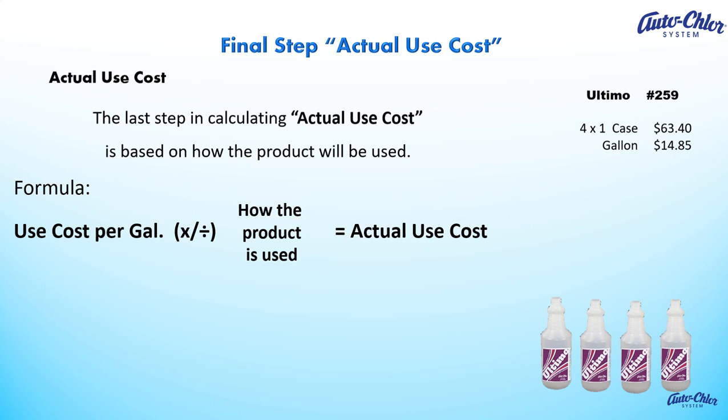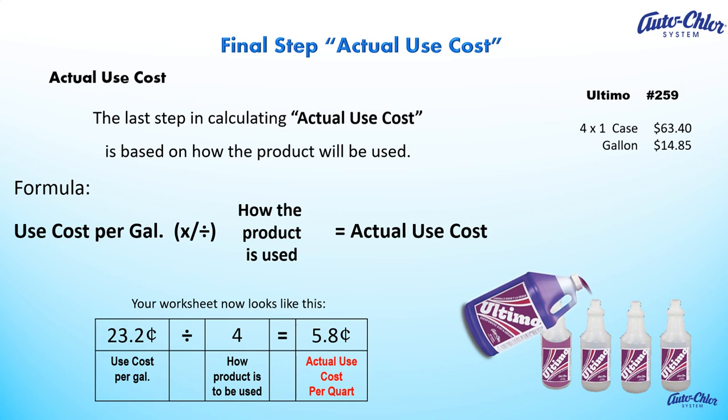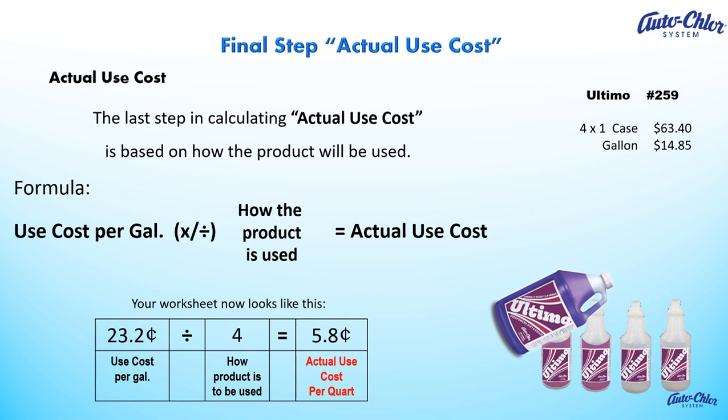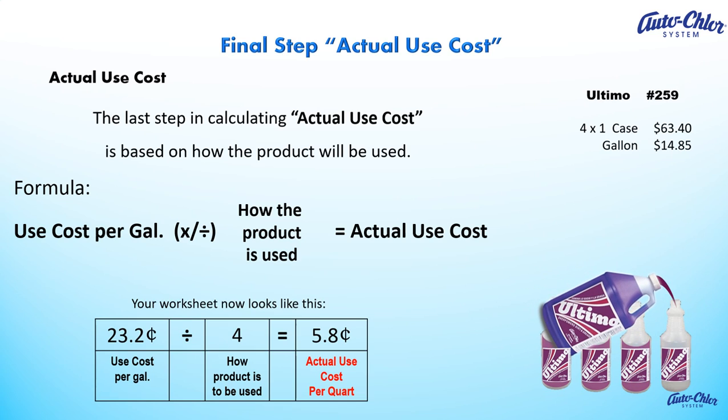In this case, we're still going to use the example of Ultimo. Our use cost per gallon to the customer was 23.2 cents per gallon. We're going to put this into 4 quarts. We divide our 23.2 cents by 4, and it gives the customer an actual final use cost of 5.8 cents a quart.